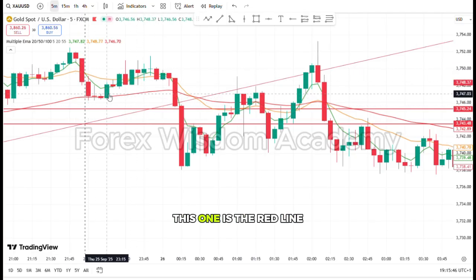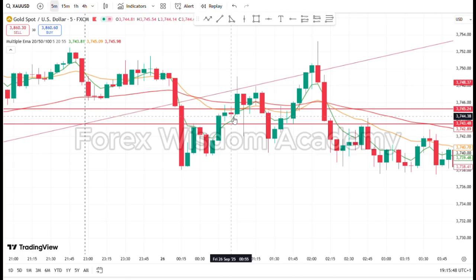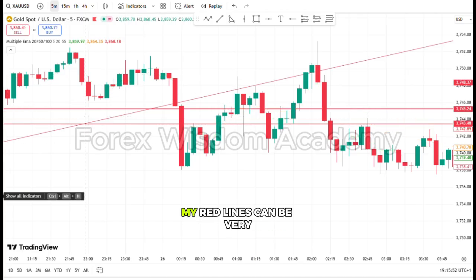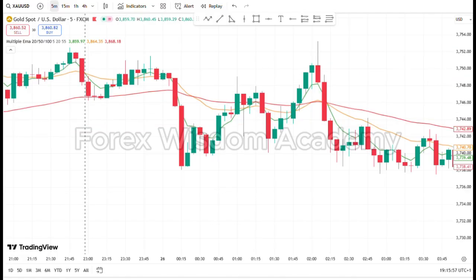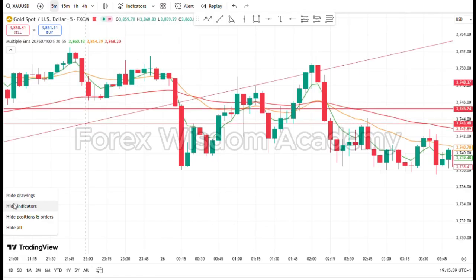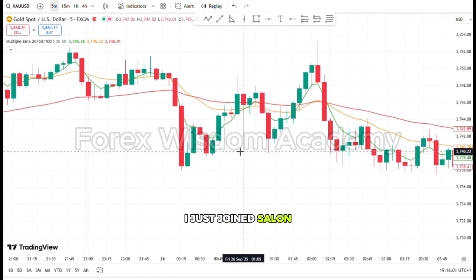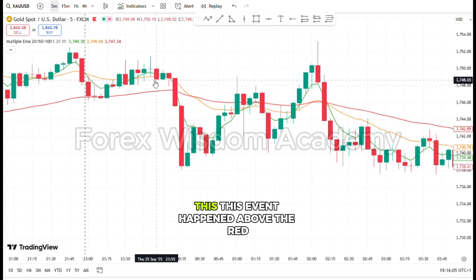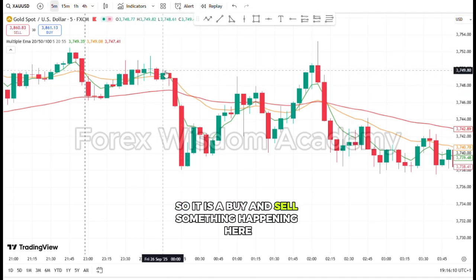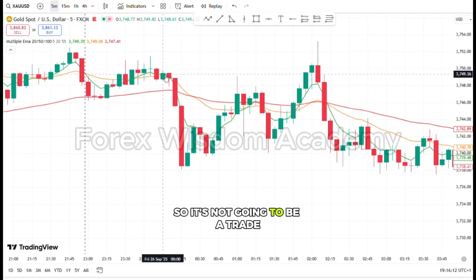This is the red line. This one is the red line. Let me see if I can cover the drawings so that my red line can be very clear. Let me hide those drawings alone. Now you can see that this green line crossed below the yellow. However, this event happened above the red, so it is a buy and sell something happening here. So it's not going to be a trade.